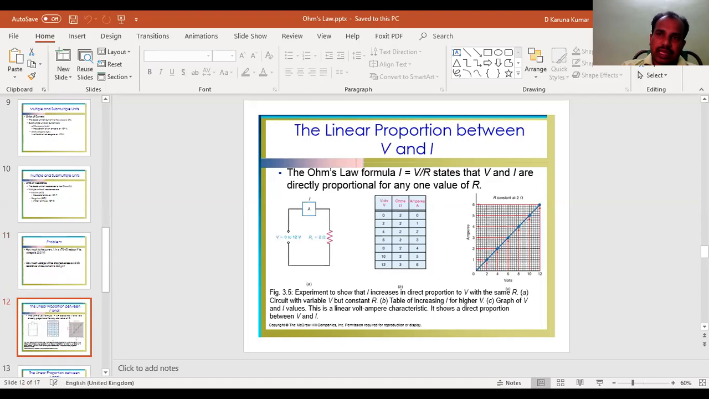Ohm's law states that I is directly proportional to V, and it identifies the relationship between voltage, current and resistance. The relation is a linear relation. The Ohm's law formula I equal to V by R states that V and I are directly proportional for any one value of R.